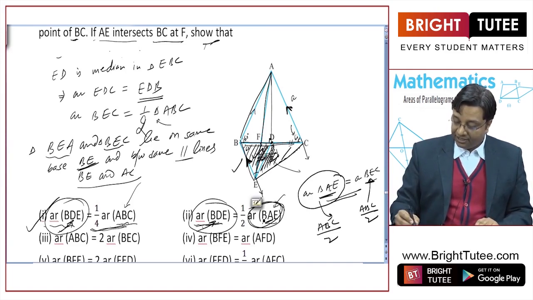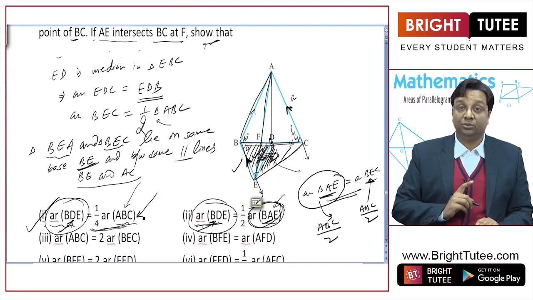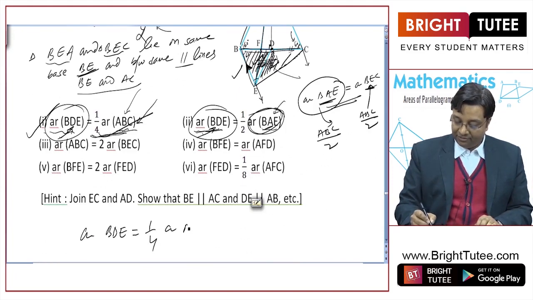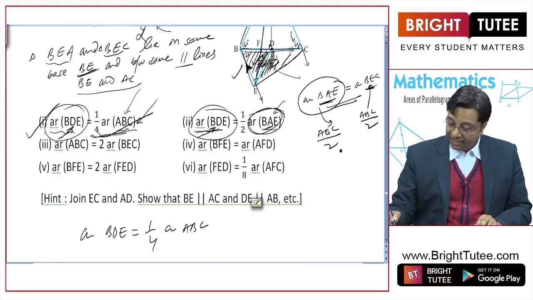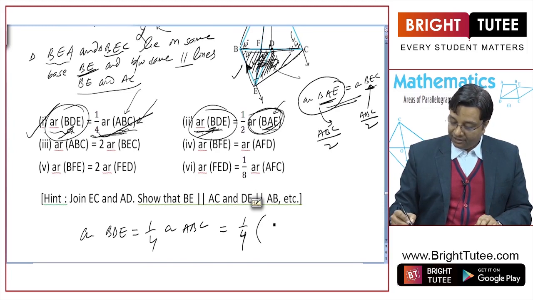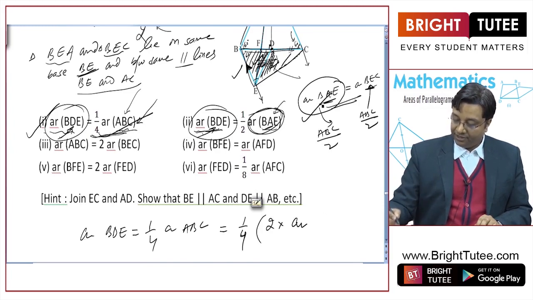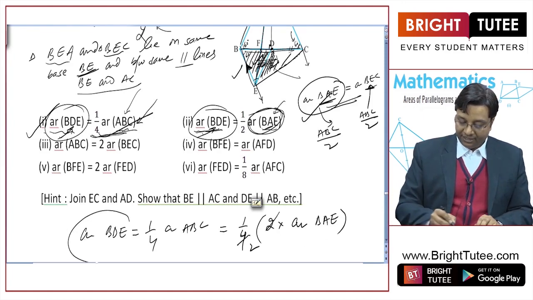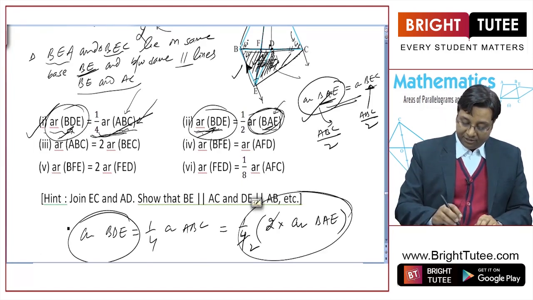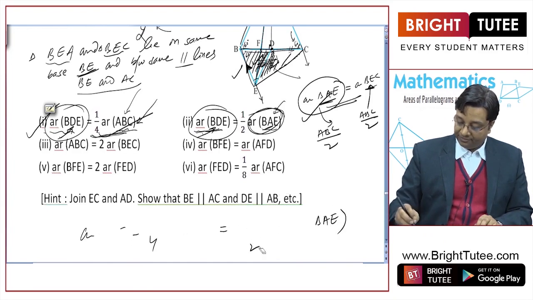So what will be BDE? It will be 1/4 of the area of ABC, which is true, right? So you can start here that area of BDE is 1/4 of area of ABC, and ABC can be replaced by double the area of BAE. So now you can see, this will give you area of BDE is half the area of BAE. Okay, so this is how you will go ahead with the second part.